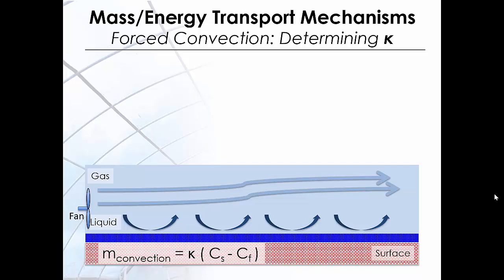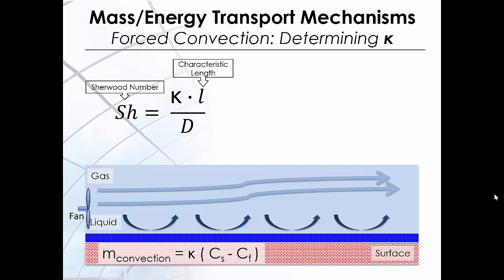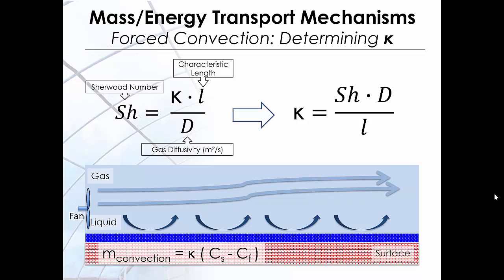Similar to the Nusselt number, the Sherwood number is defined with this equation, where L is the characteristic length, as we discussed before, and D is the diffusivity of the component in the medium. If the Sherwood number is known, then we can determine the convective mass transfer coefficient, which was defined as K before, by using this equation.